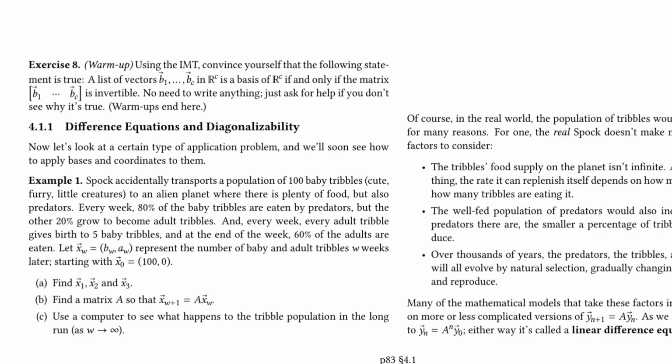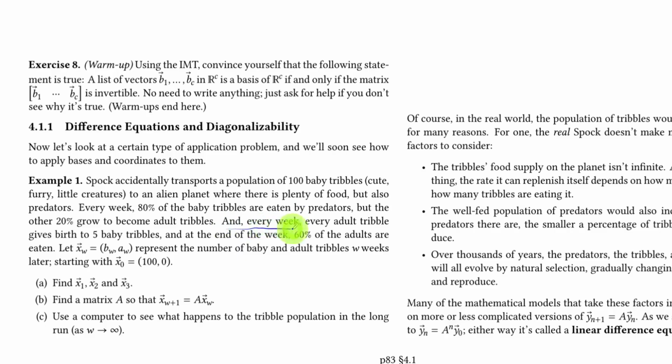All right. So Lieutenant Spock accidentally transports a population of 100 baby tribbles, which are these cute, furry little creatures. He accidentally transports them to an alien planet where there's plenty of food, but also some predators. Every week, 80% of the baby tribbles are eaten by the predators, but the other 20% grow to become adult tribbles. So, in other words, the number of adult tribbles depends on how many baby tribbles there are. And also, when you have 80% of the baby tribbles being eaten, the number being eaten depends on how many there were the previous week.